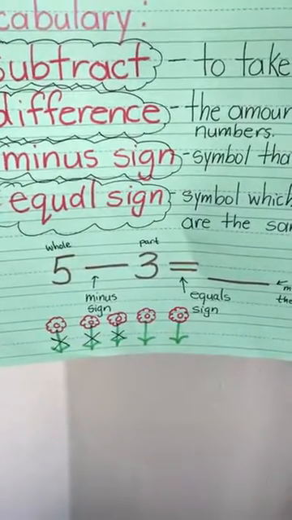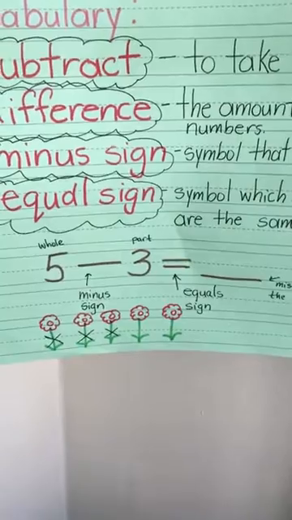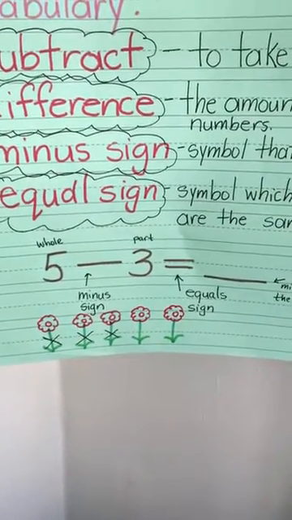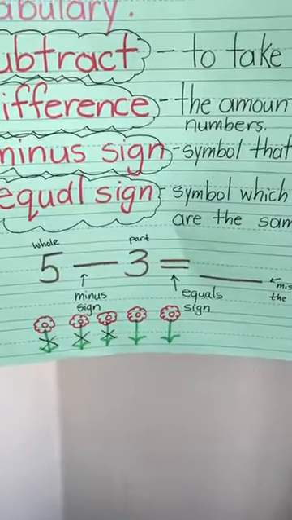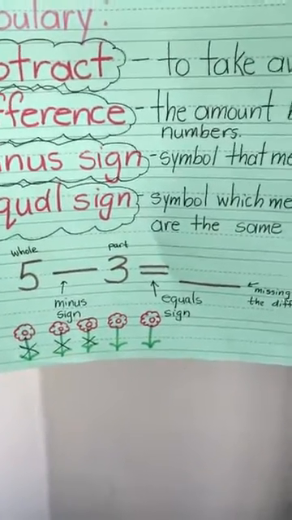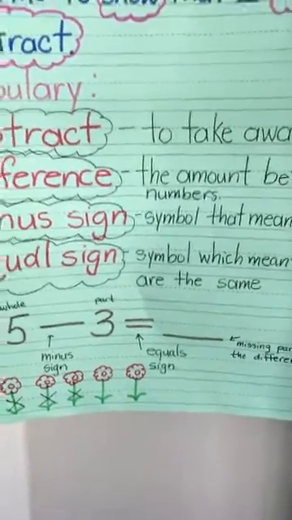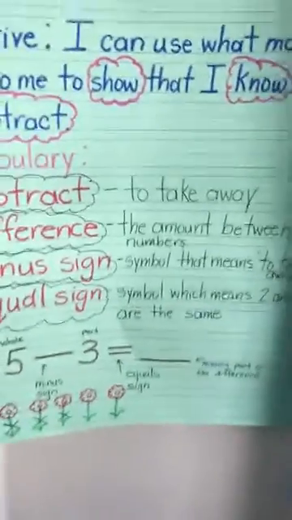Notice I've drawn 5 flowers. That's our whole. And if you look closely, you see that there are 3 X's on the part that we know. That's 3. You have to X out 3. And we have 2 flowers left that do not have X's. So 5 minus 3 equals 2.